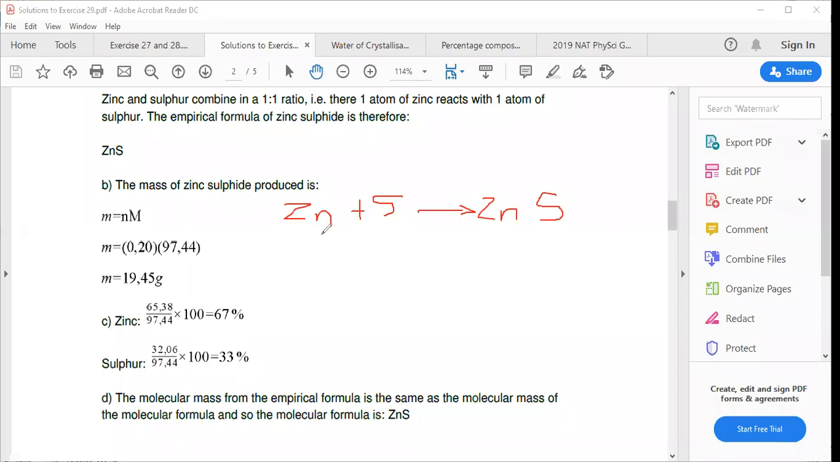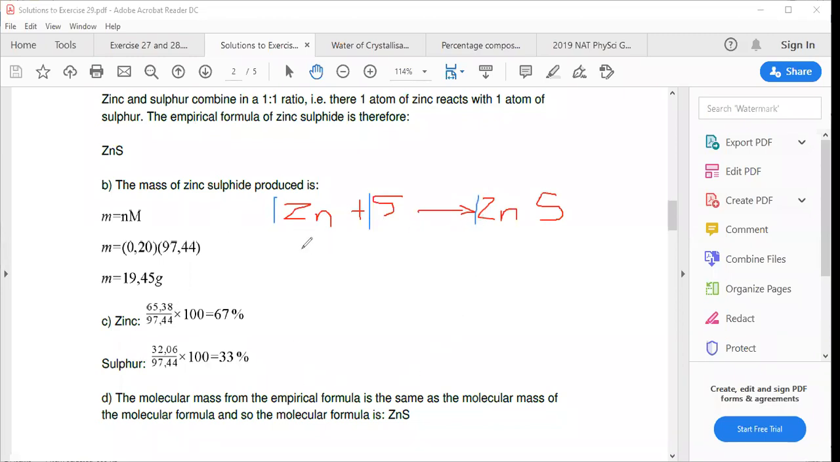I've got 1 zinc here, I've got 1 zinc here, so it's balanced. This is zinc. Sulfur, I've got 1 and I've got 1. So what is the ratio here? The ratio is 1:1:1. Are you following? Right.